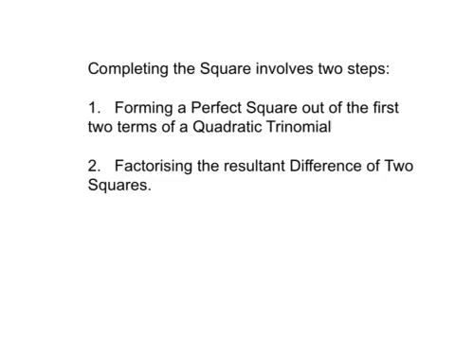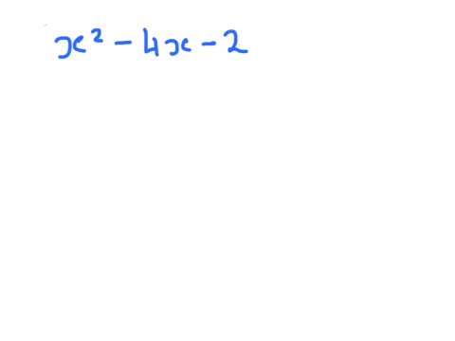First step is to form a perfect square out of the first two terms of a quadratic trinomial, and the second step involves factorising the resultant difference of two squares. So let's have a look at our first example.